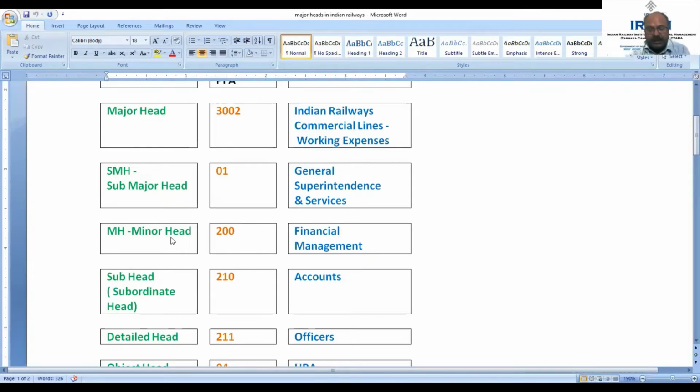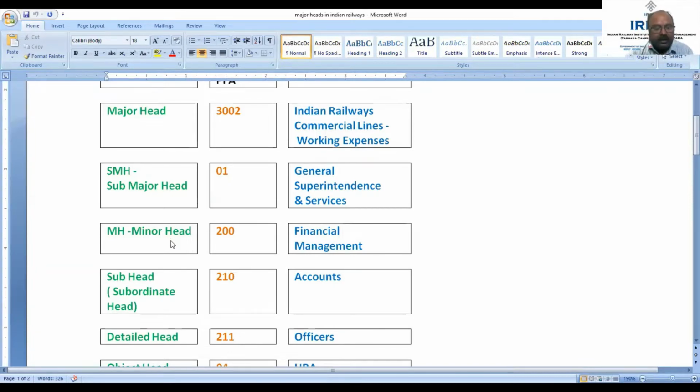Our budget estimates are prepared at subhead level, and grant also is distributed subhead-wise.